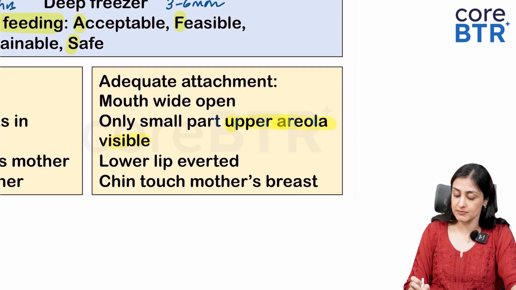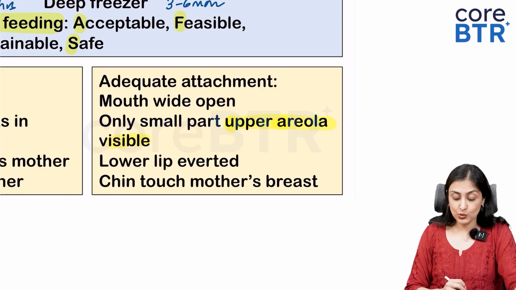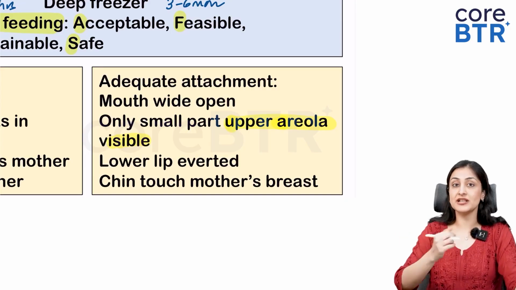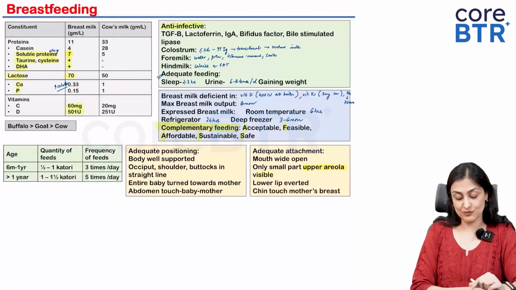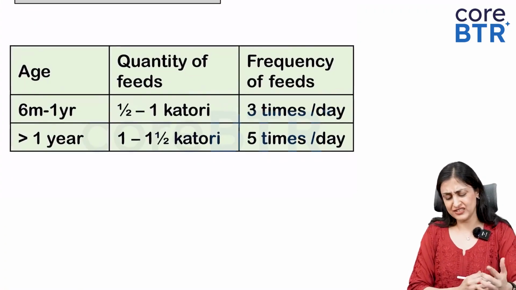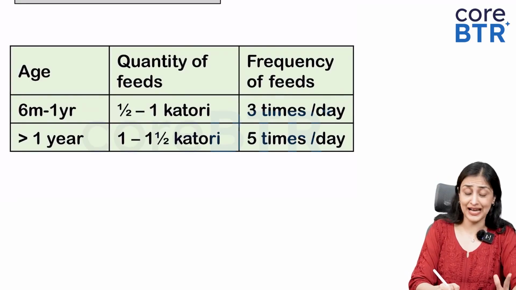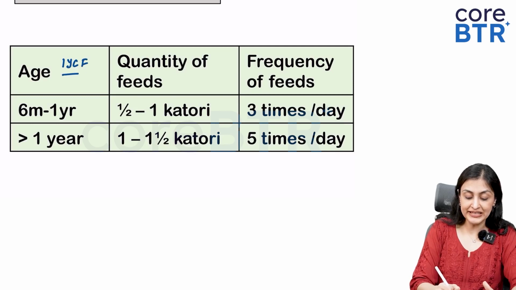So remember, vowels stick together. Okay, mouth wide open, lower lip everted and chin is touching the mother's breast. So these are the criteria for adequate attachment. And this was asked last year, really crazy question. So this is from the guidelines, infant and young child feeding guidelines.